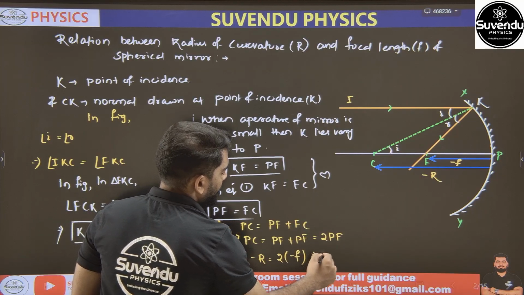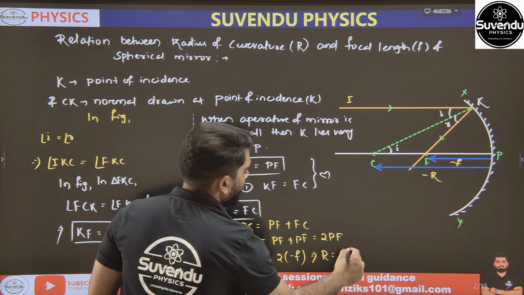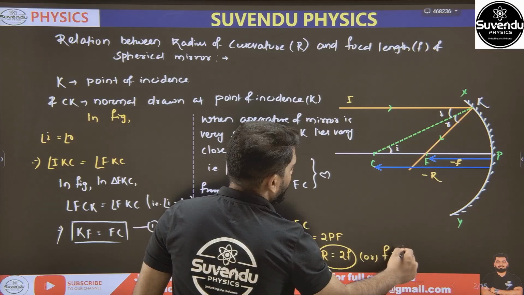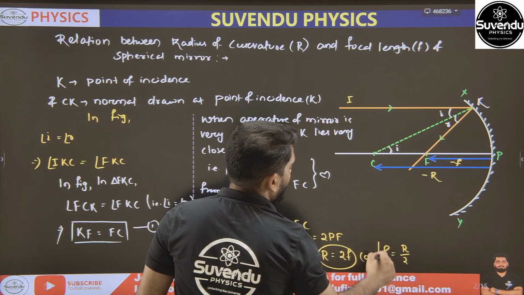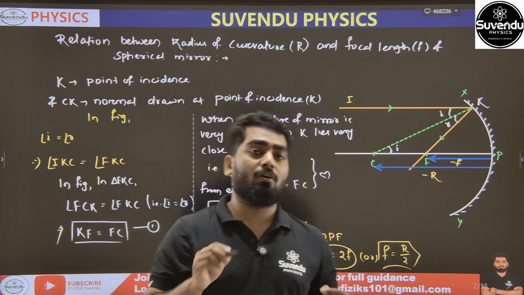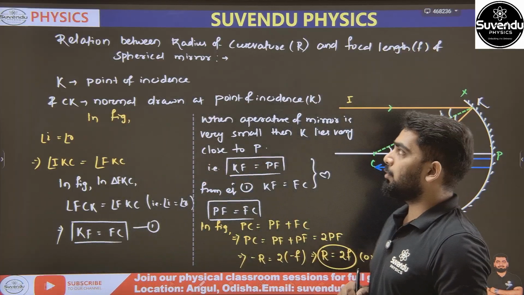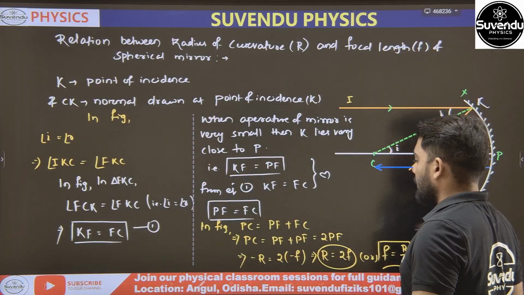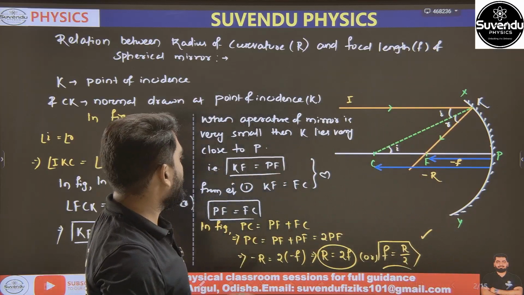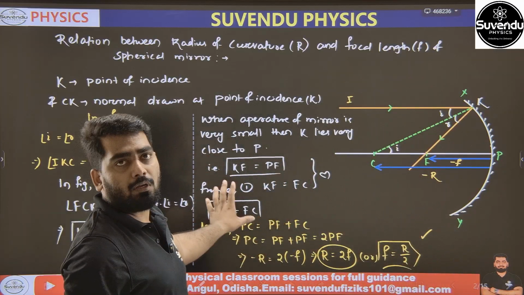That means R will be equal to 2F, or we can say f is equal to r by 2. And remember, this formula is valid both for concave and convex spherical mirror. So in this way we can prove the relation between focal length and radius of curvature in case of spherical mirror. देखो कितना आसान तरीके से हम लोग इसको सॉल्व कर चुके हैं.